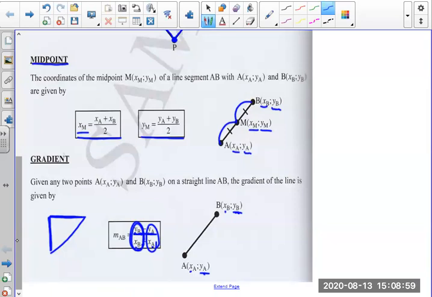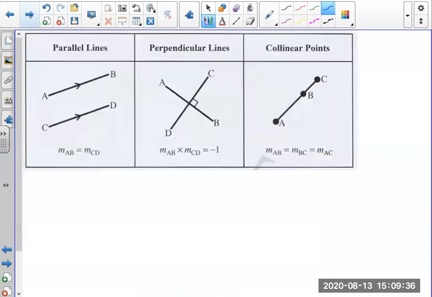You can start with the y coordinate of A minus the y coordinate of B, but then you must start with the x coordinate of A and subtract the x coordinate of B. That's acceptable because this is still the one point and that's the second point. So it doesn't matter with which point you start. That does not matter. But you must start with the same point in the numerator and in the denominator. And it's y's on top and the x's at the bottom. Okay, so that was gradient.